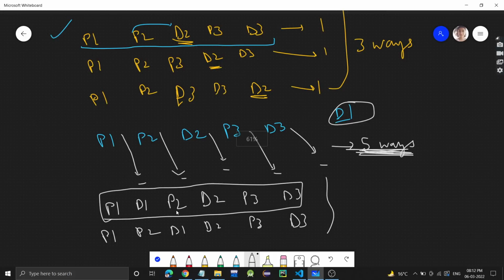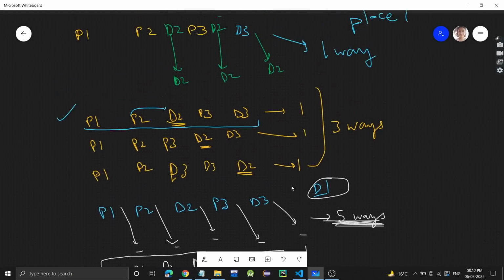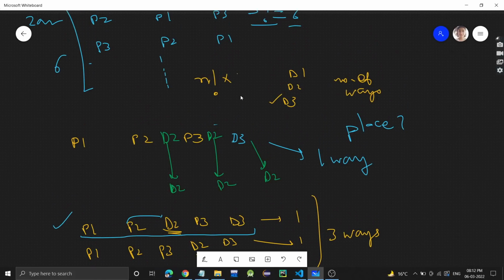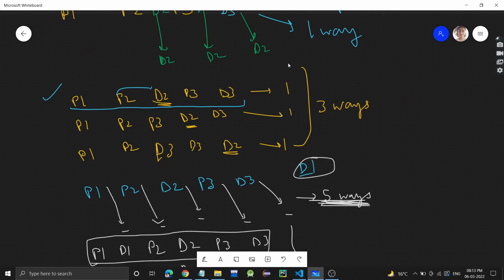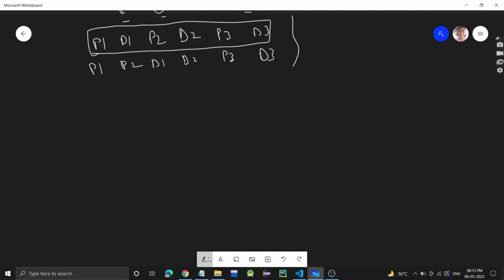So guys, now let's see the conclusion from this discussion. First of all, we arranged the pickups, p1, p2, p3. For that n factorial is the number of permutations. Then we have to arrange the deliveries d1, d2 and d3. If we are arranging d3 first, how many ways will there be? One way. For d2 how many? 3 ways. And for d1 how many? 5 ways.